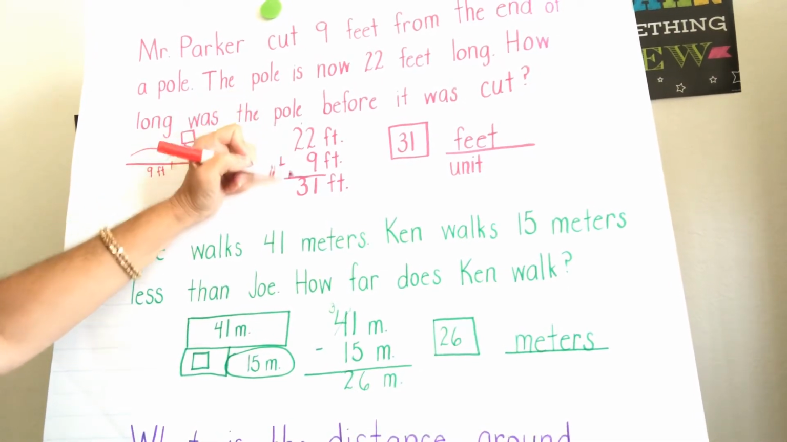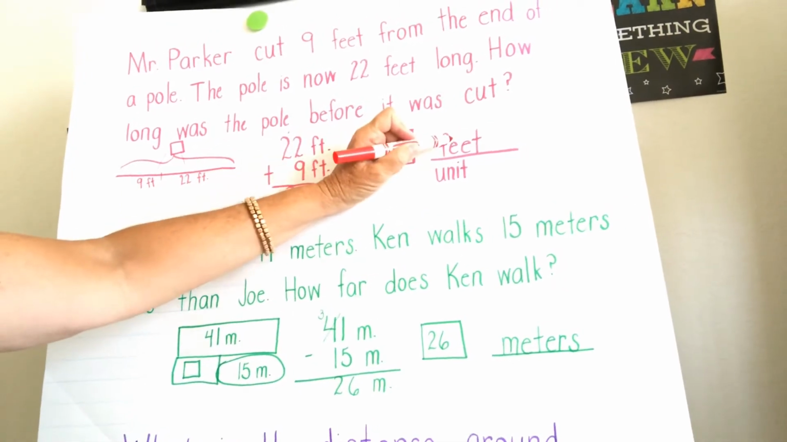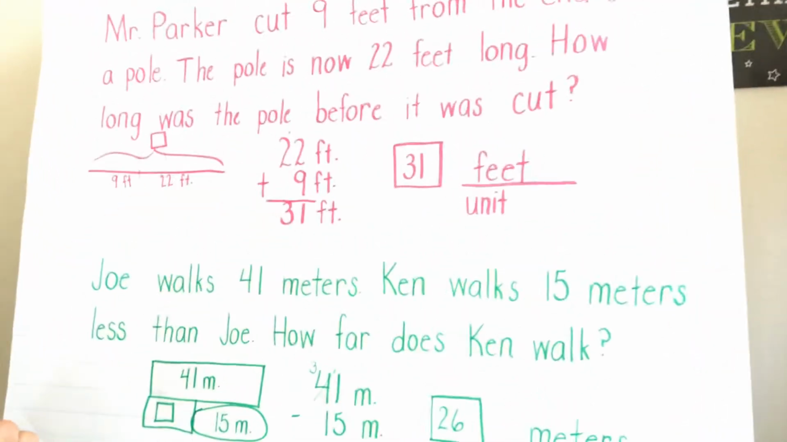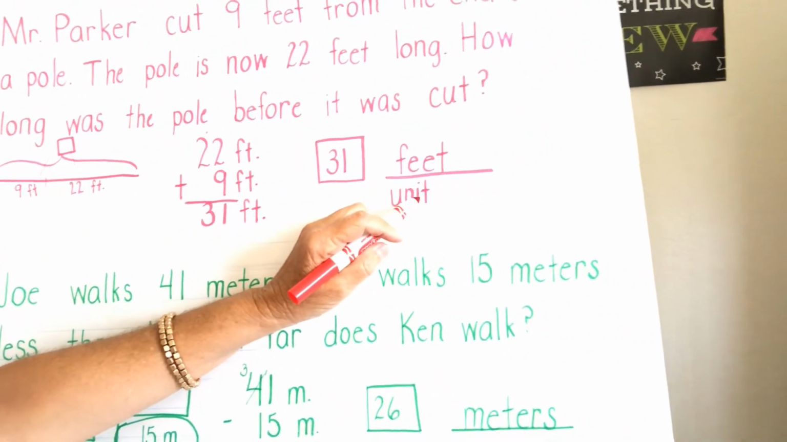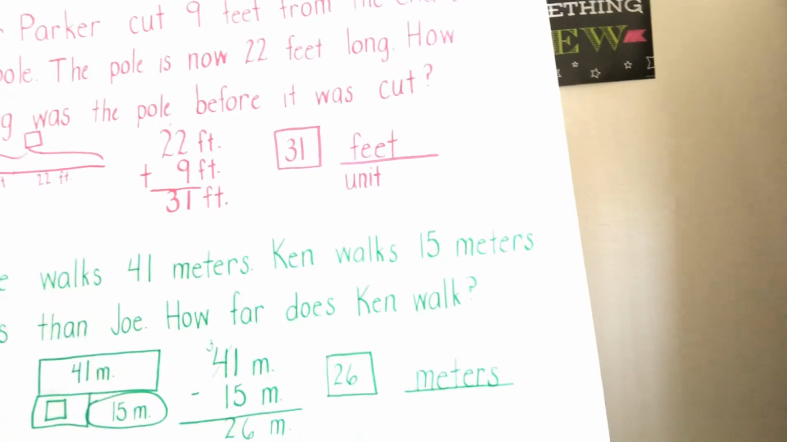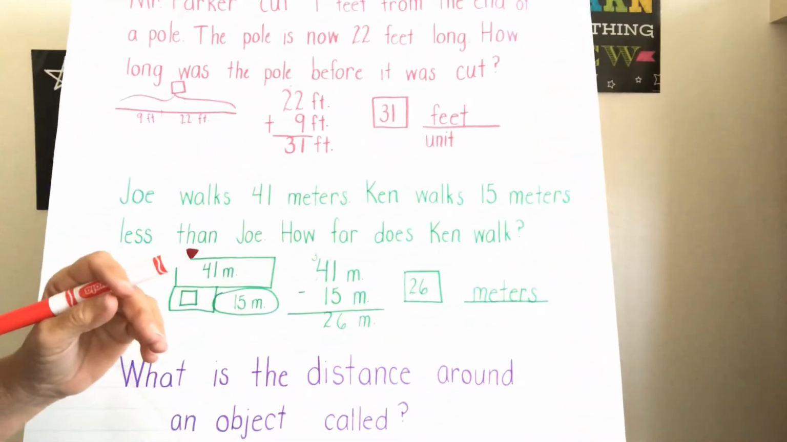1 plus 2 is 3. So my answer is 31 feet. And once again, there's the unit that they're asking for, not the label, but the unit. Meaning feet or inches or yards. Okay, let's look at another one.